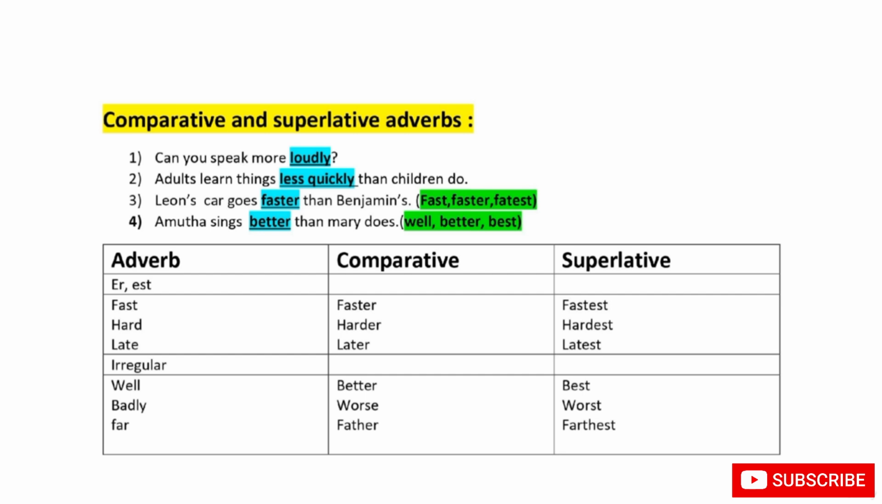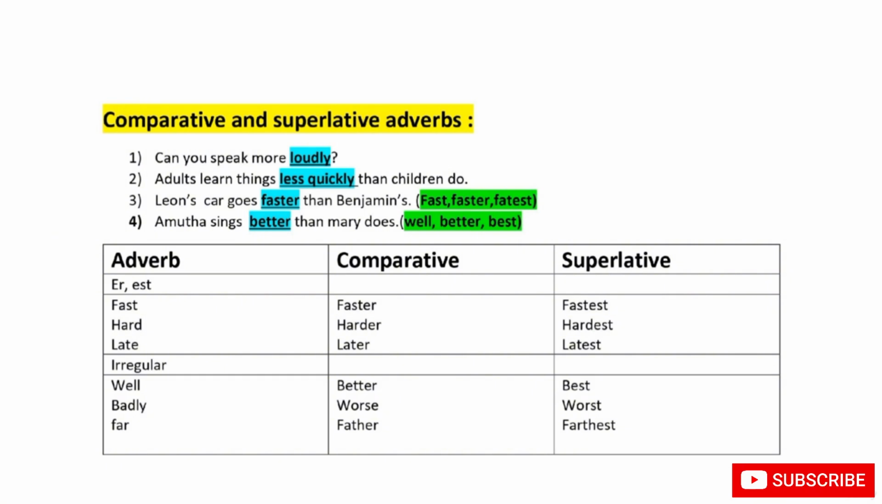Okay, and in number 4, Amuda sings better than Mary does. This one is a little tricky because if you don't want to compare, normally you would just say, Amuda sings well. Well is the adverb. But in this sentence, we want to compare Amuda's singing with Mary's singing. The comparative form of well is better. It's never more well or more better. Don't say them. And the superlative form of well is best. Did you get both of these right?